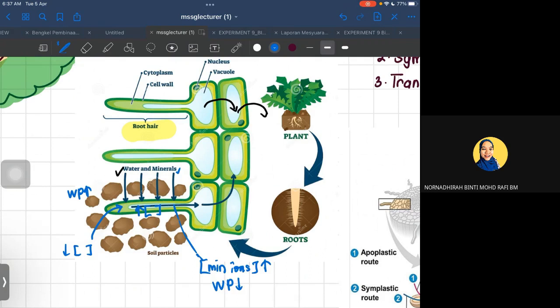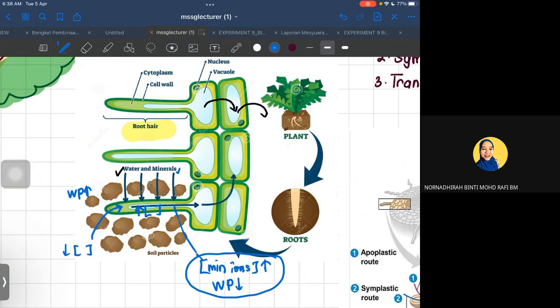Okay, so itulah dia sebenarnya. Yang mana kita sebenarnya aim kita adalah untuk dapatkan low water potential inside the root hair cells so that water will diffuse. Kita nak sentiasa ada air. Air itu sangat penting untuk plant. Okay, whatever it is, plant very much need of water.